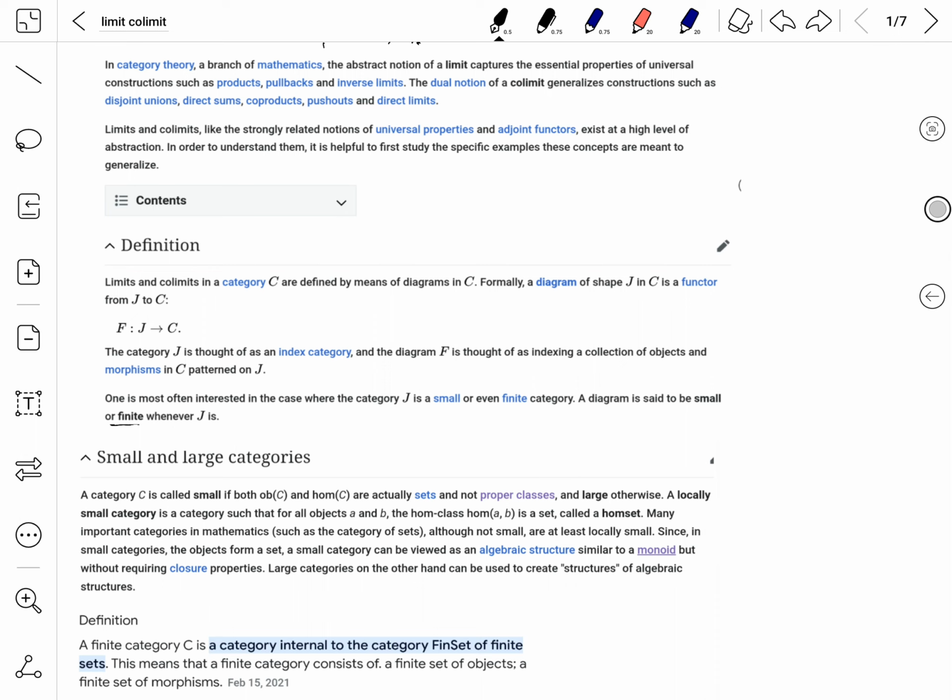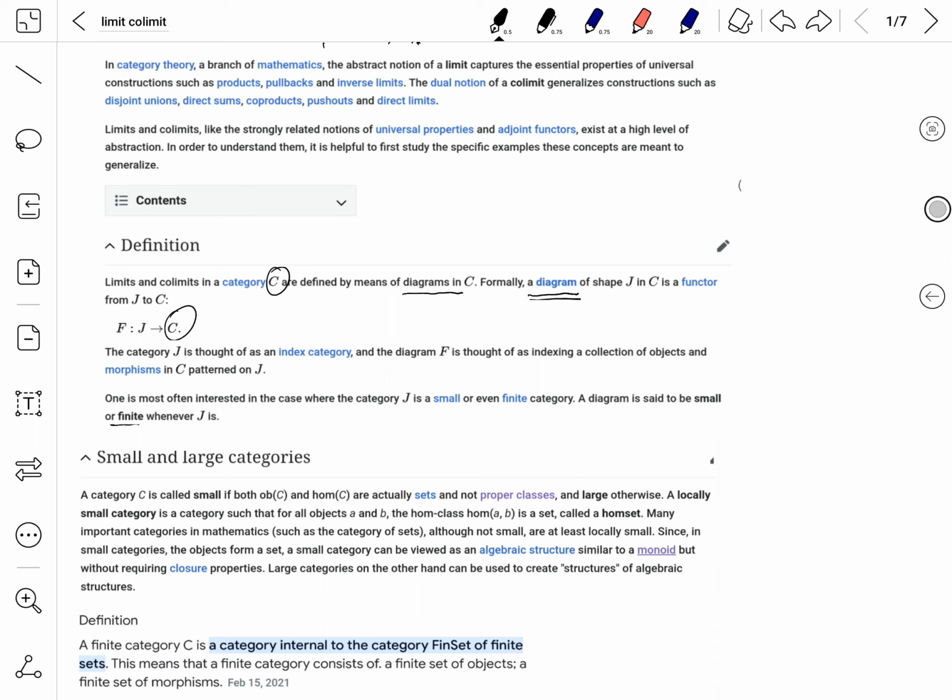So let's look at the definition. First, we define what we call the diagram. Limits and colimits in a category C are defined by means of diagrams in C. Formally, a diagram of shape J in C is a functor from J to C. J is a category, and C is the category in which we want to define our limits and colimits.